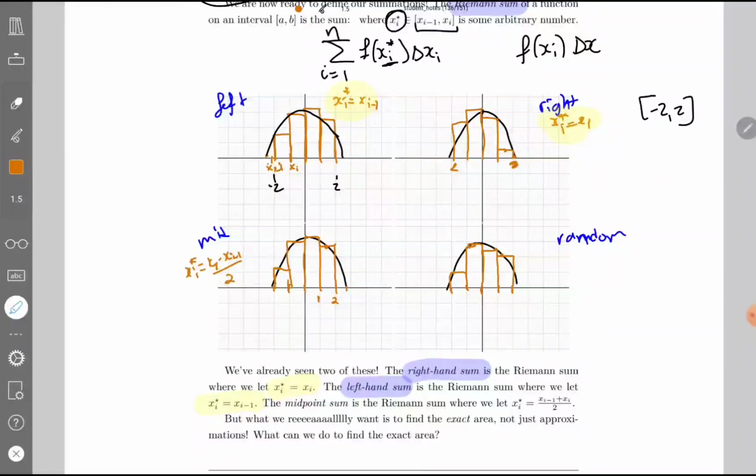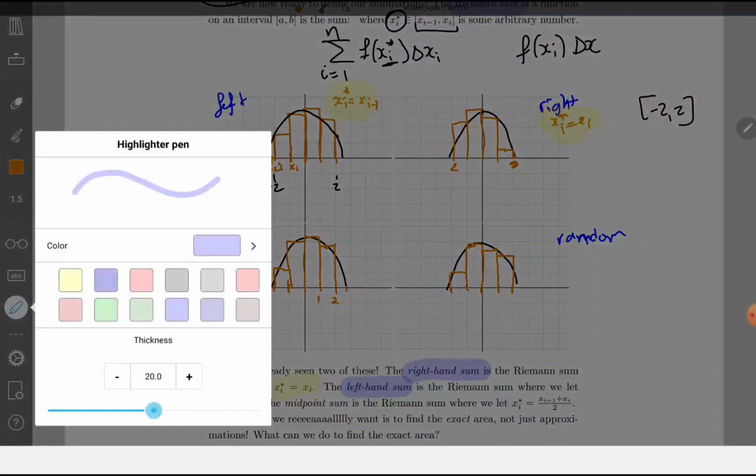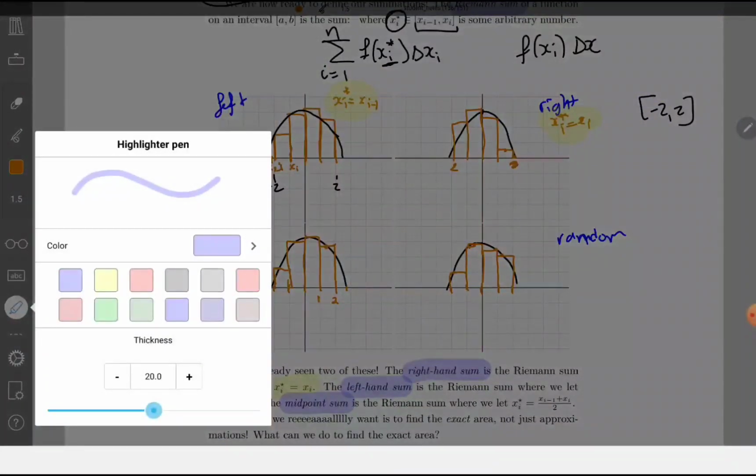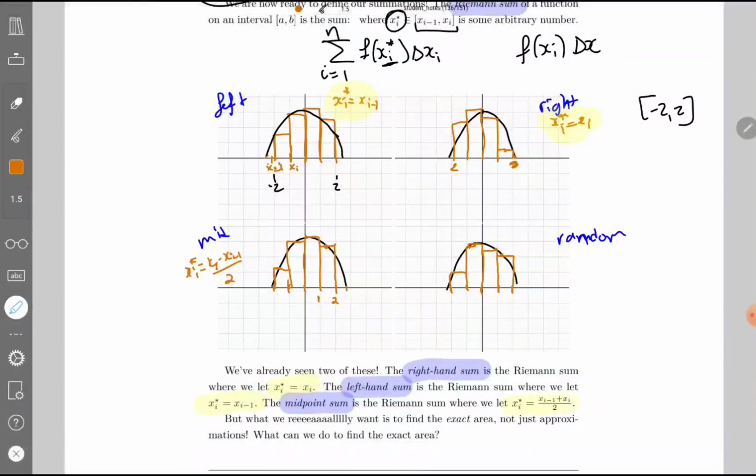So here we have this in the top left. The midpoint sum is just a Riemann sum where we let xi star equal (xi minus 1 plus xi) over 2. So we have that here.